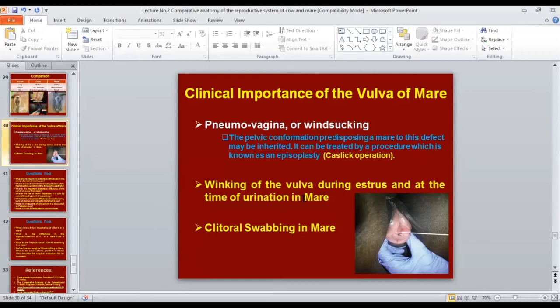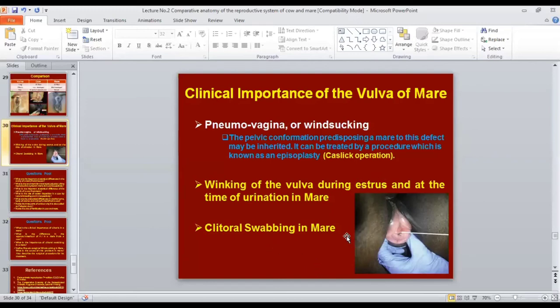Then the winking of the vulva. This is very important feature. It is a sign of the estrus in mare. When a mare is in estrus, there is a continuous winking of the vulva with exposure of the clitoris to the exterior. And sometime at the time of urination, also there is a possibility of the winking of the vulva. But in estrus, the intensity of the winking of the vulva increased.